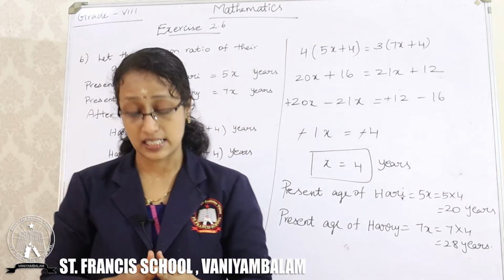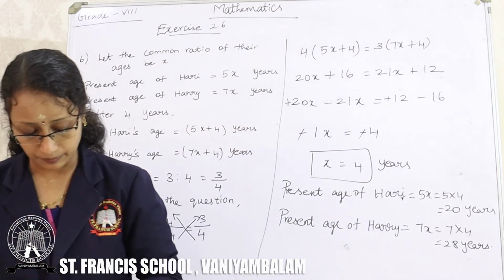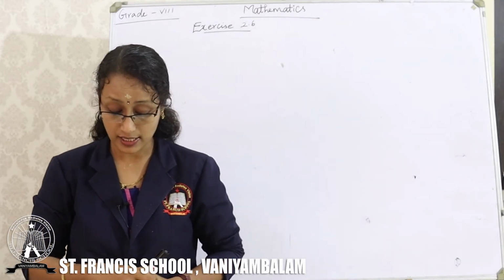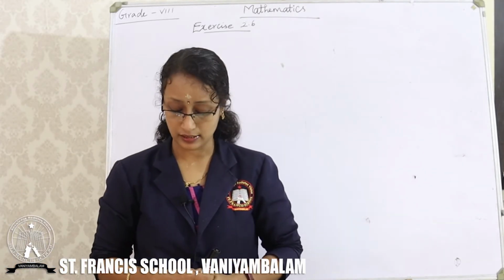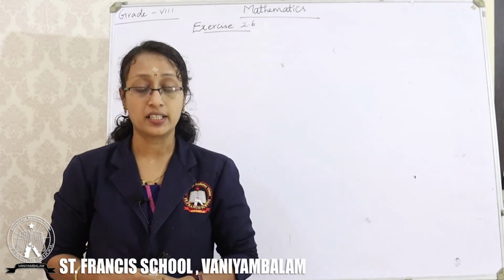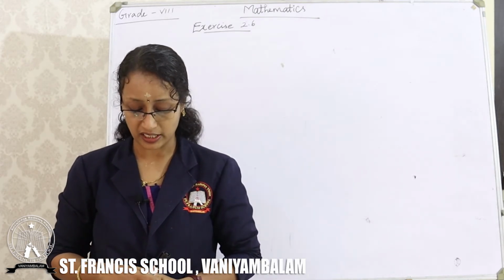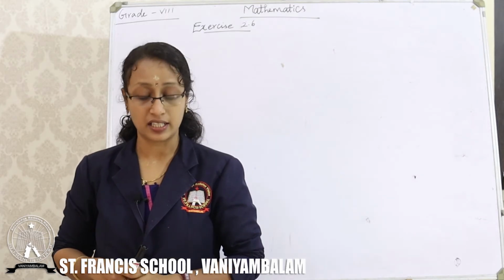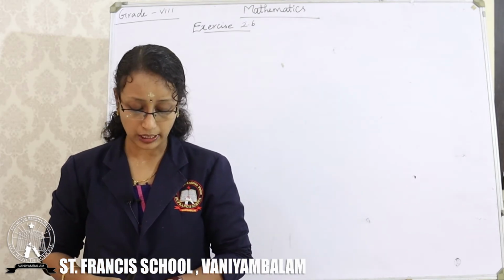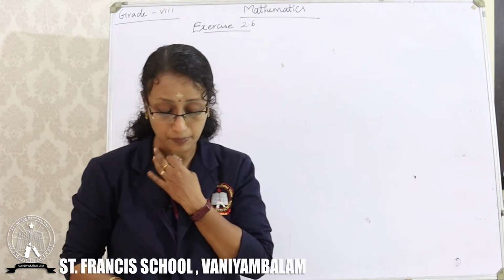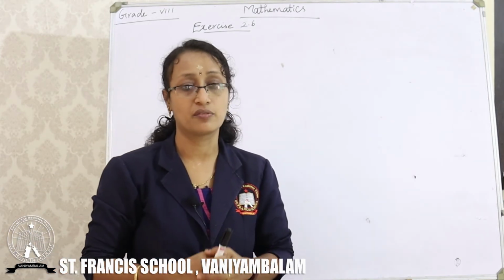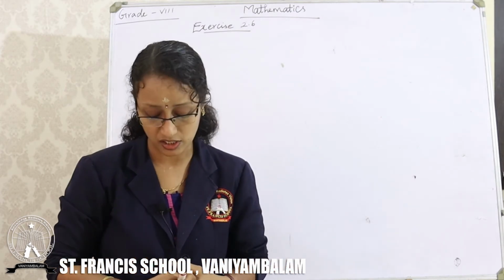Next problem, 7th problem. Okay. The denominator of a rational number is greater than its numerator by 8. If the numerator is increased by 17 and the denominator is decreased by 1, the number obtained is 3 by 2. Find the rational number. It is given the rational number. So the number is in fraction.